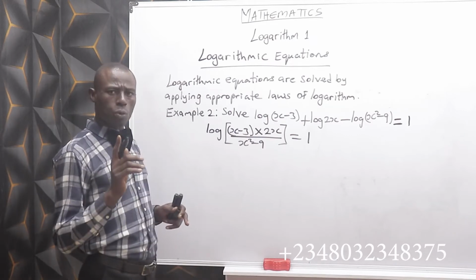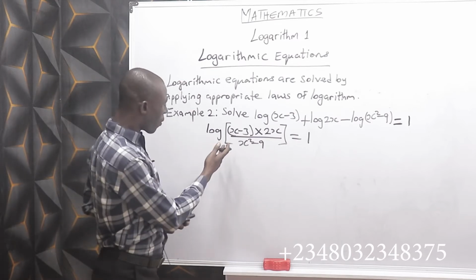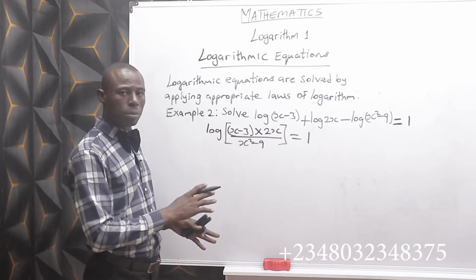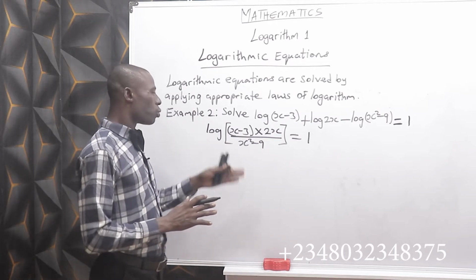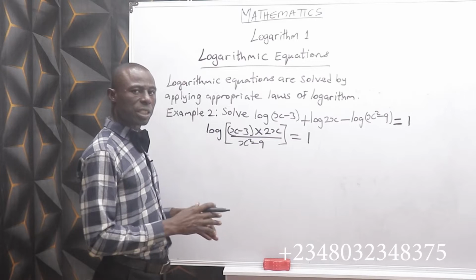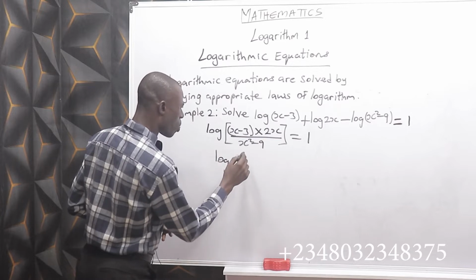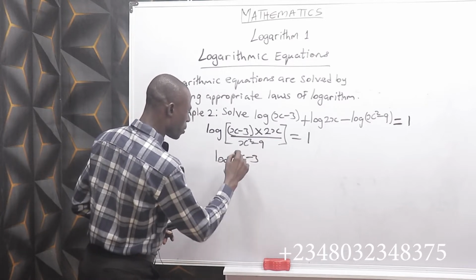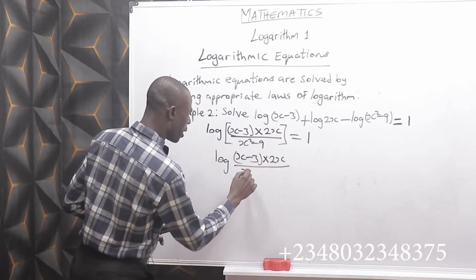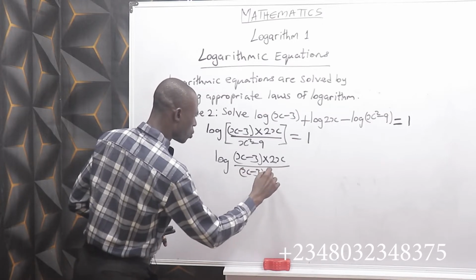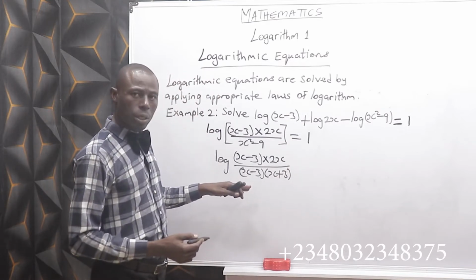Yes, in example 1, I told you there is another method. If you don't want to write it, here we can write this in indices form, thereby this logarithm will no longer appear. But if we choose not to write it in indices form, there's another way. Let's see. So you write log of x minus 3 times 2x divided by x minus 3 into x plus 3. I want to believe you don't get this confused.